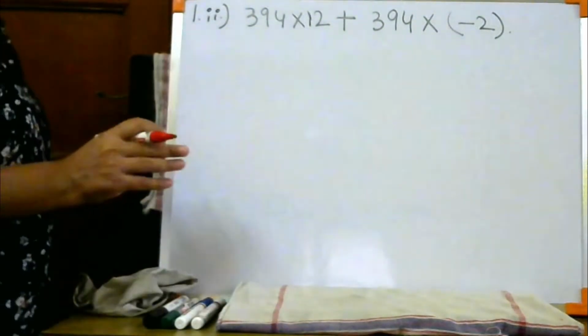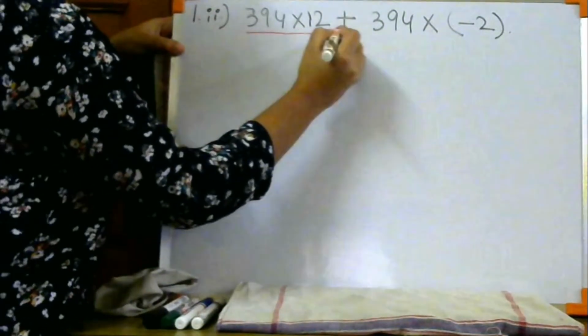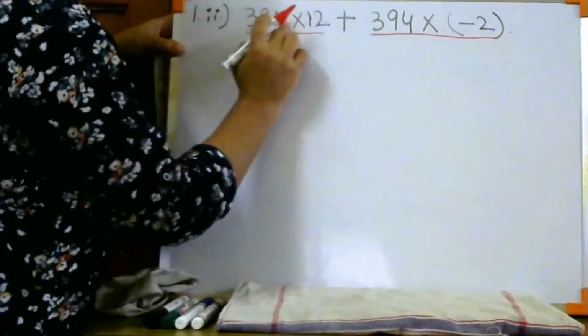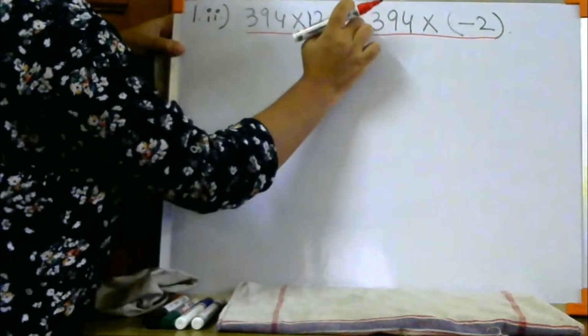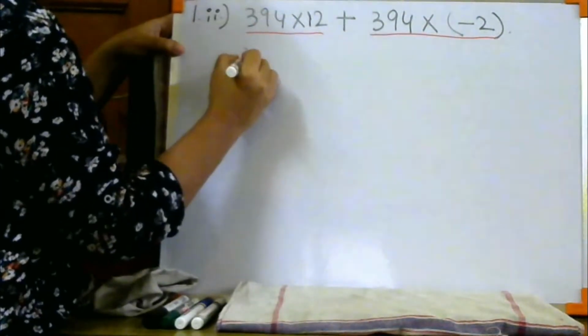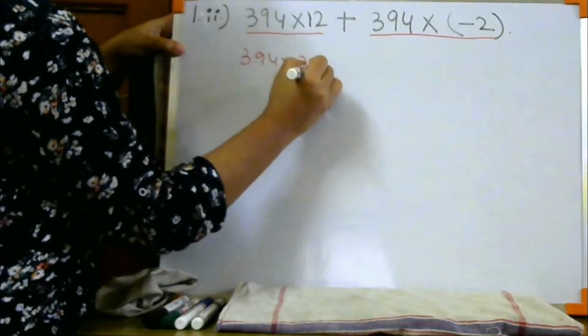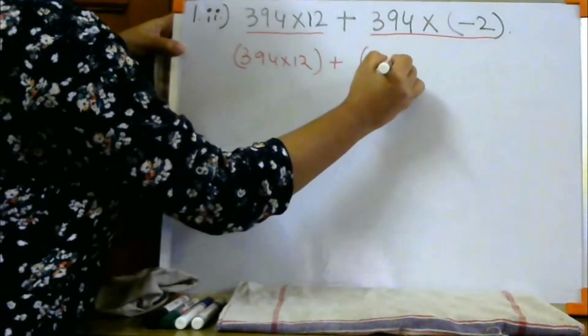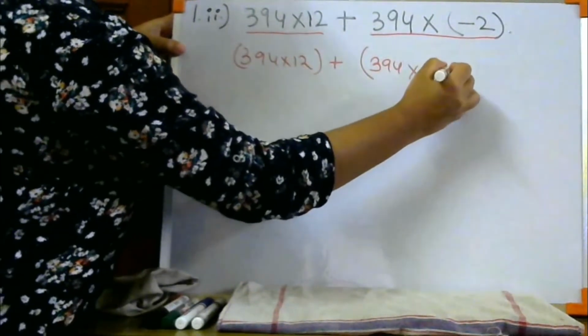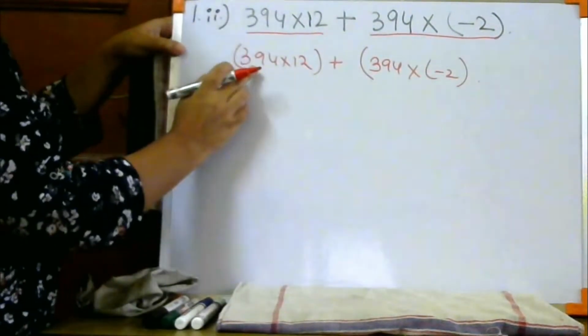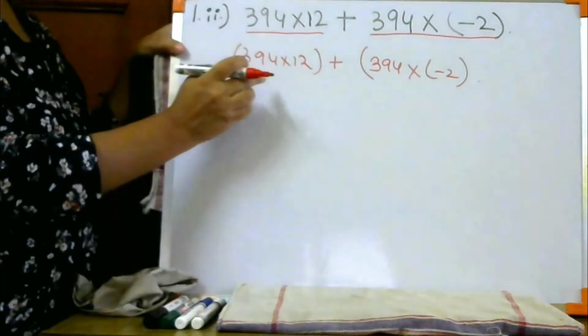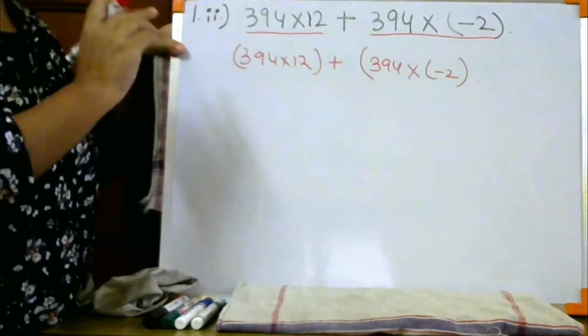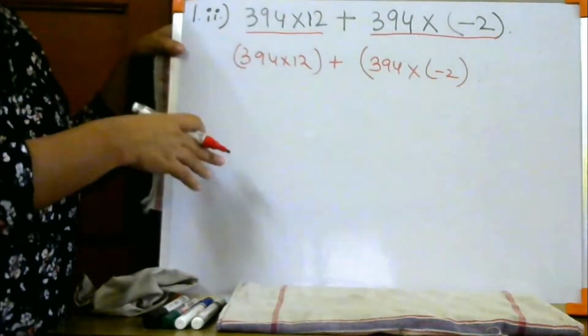So how will I do the bracket? I am going to keep these two figures in a bracket because they are in a multiplication sign. Only plus is over here as a common sign. So I am keeping these two things in a bracket so that it is easier for us to solve. So this is in the bracket, plus outside, again this thing in the bracket, 394 into minus 2. Okay? Now 394 into 12. We are going to find the value in the rough work.